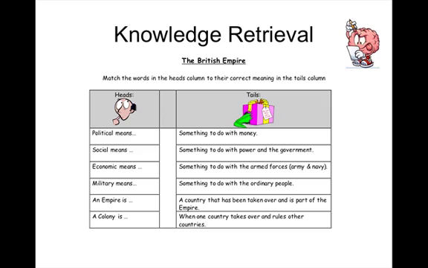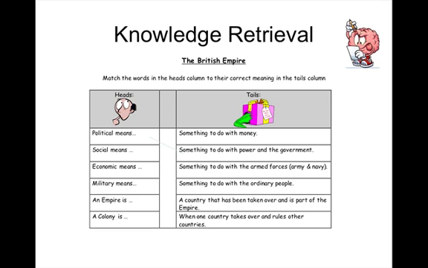So what we're going to do initially is start off with some language, matching the key words in the head columns to their correct meaning in the tails columns. And then we have the correct answers arrowed there, and students can make their amendments.